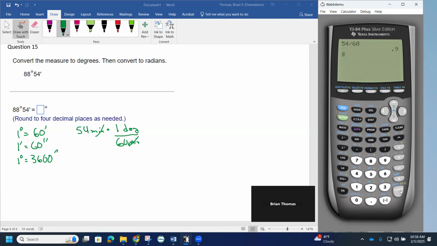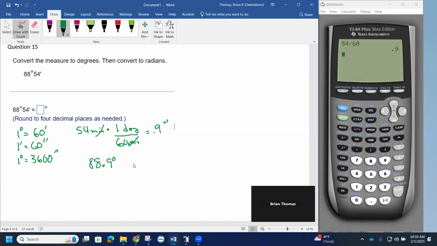So 54 divided by 60 gives us 0.9. So this turns into 0.9 degrees. If I add the 88 degrees and the 0.9 degrees, this turns into 88.9 degrees. It's set to round to 4 decimal places, but like I said, we're only going to have the tenths place because it didn't go out that far.